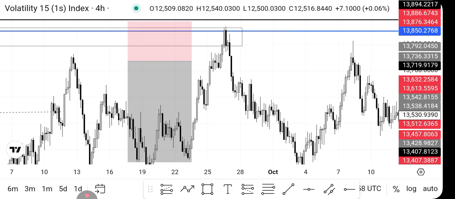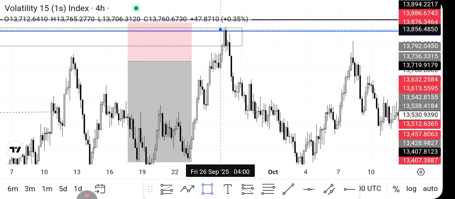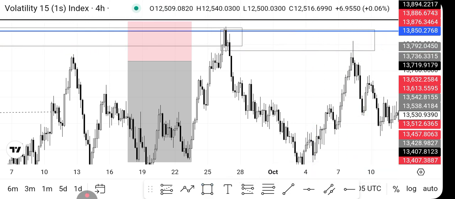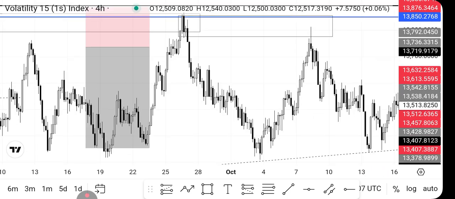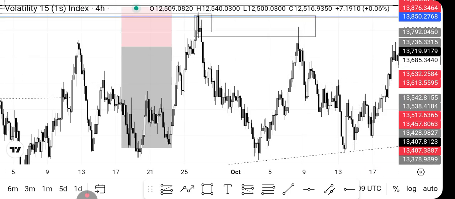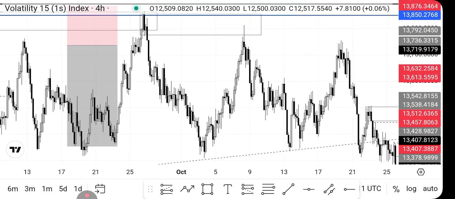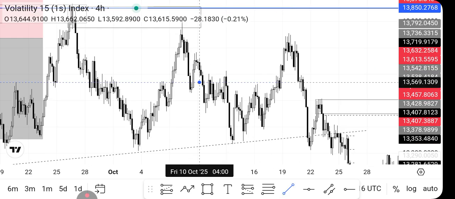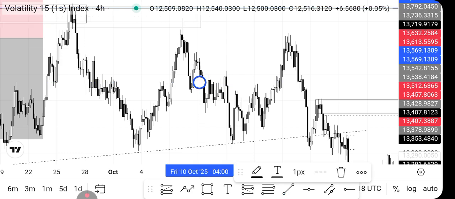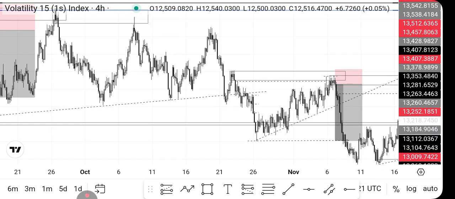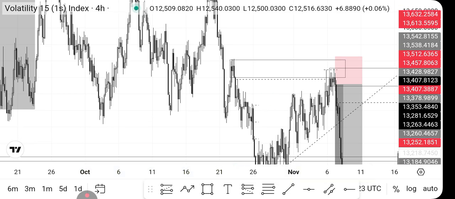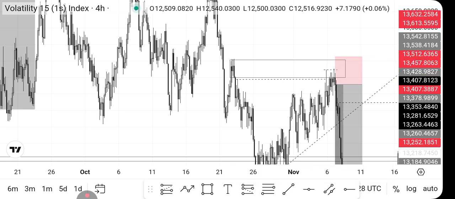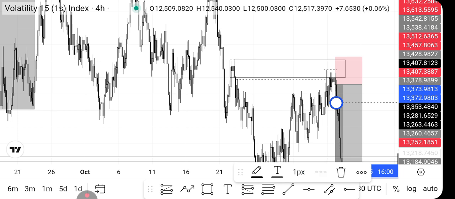Okay, this is another block too that price came into, and then gave us a nice push to downside. Okay, let me not do this. So let's look for other ones. Let me just delete this.